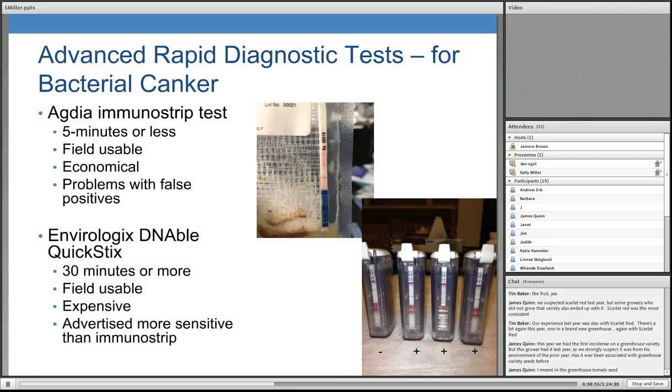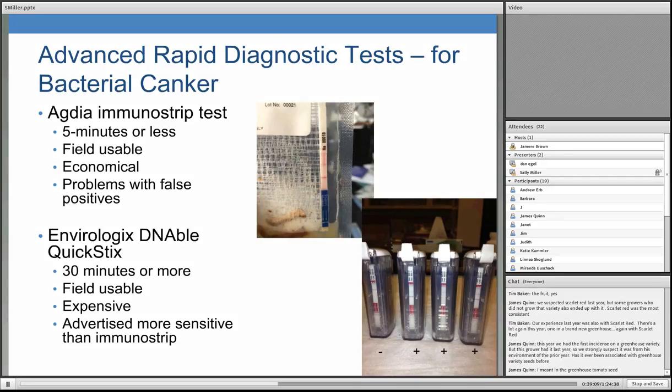So if they happen to get in there, you can detect them. This test only detects about 10,000 cells. The detection limit is about 10,000 bacterial cells per milliliter of the sample, so there have to be quite a few of them. If you're using this Agdia strip in the field, it should only be used as an initial screen, and that should be backed up before any major decisions are made.